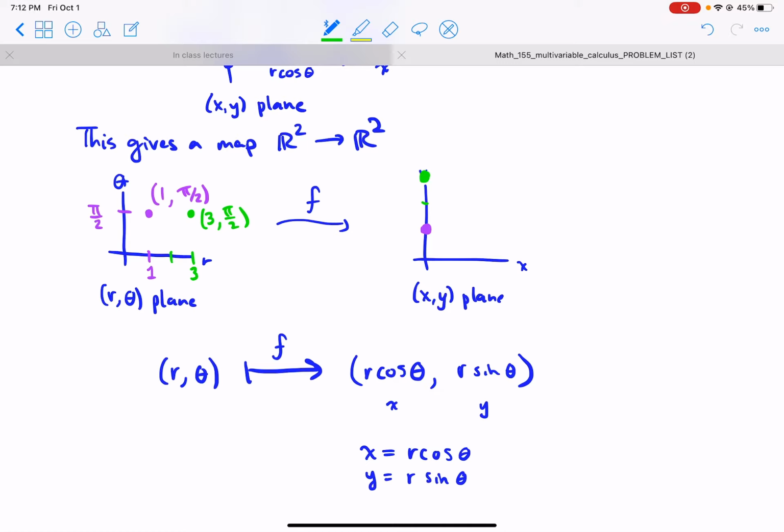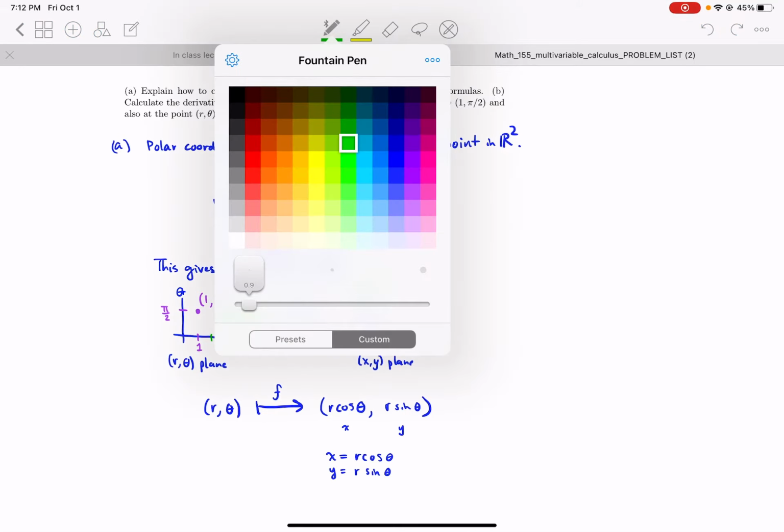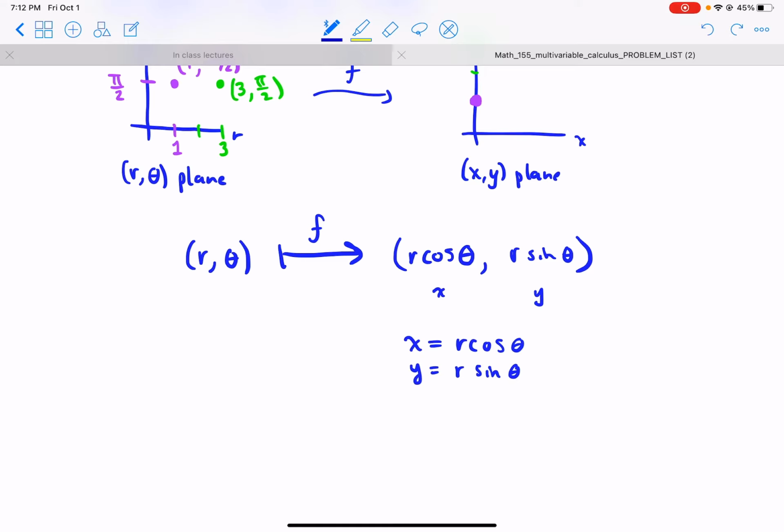Yeah, so this is how this map does things. The r is the radius, and the theta is the pi over 2 angle. And so this is an angle pi over 2. And we have to then go out either 1 or 3, depending on which of these 2 points. Okay? So did I explain polar coordinates using cartoons and formulas? Yes, I did. So this map is how to change coordinates to polar.